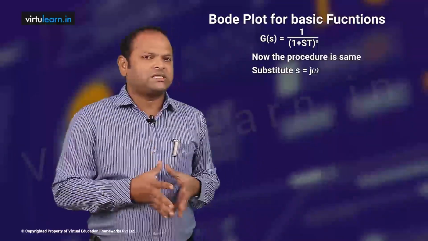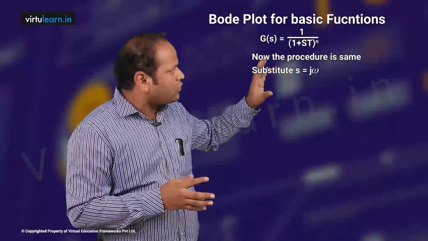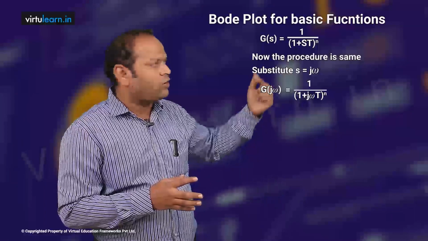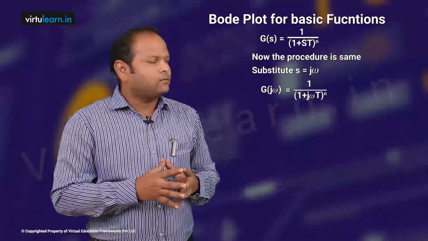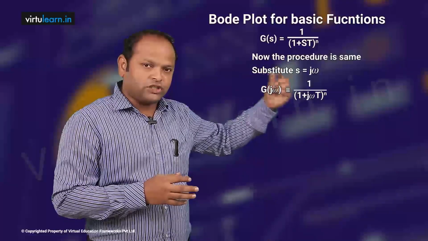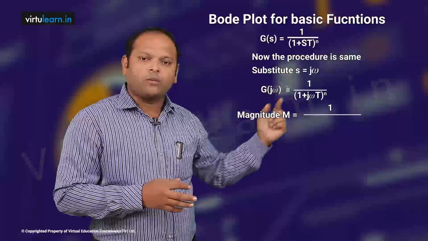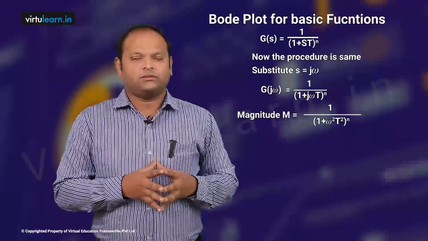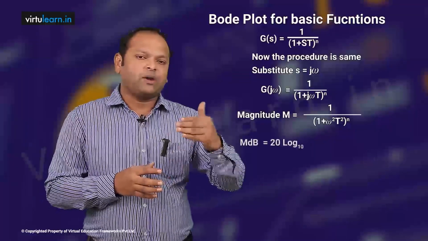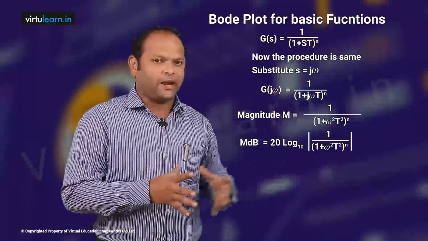Now the procedure is the same. First we'll take the magnitude. How to write the magnitude? G of s is available, 1 by (1 plus j omega T) whole power n. Then substitute s equal to j omega. So the magnitude of G of j omega is 1 by the square root of (1 plus omega square T square), whole power n. This is M. What is M dB? 20 log of M, then you will get M dB.